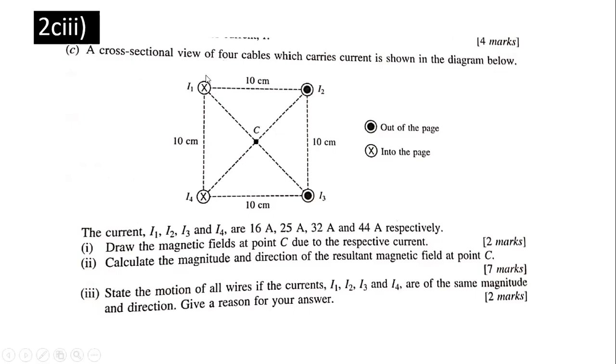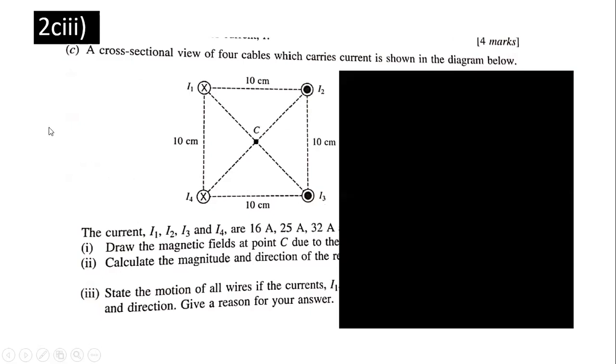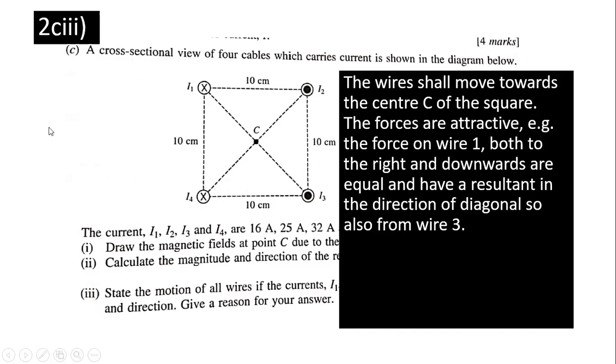Okay, so these two are the same magnitude, so the resultant will be in the direction of I3. So between I1 and I3, there is also attraction. So the resultant is along this line. You can try for all the other currents the same. So they will move towards each other, in the diagonal direction. The wires shall move towards the center C of the square.